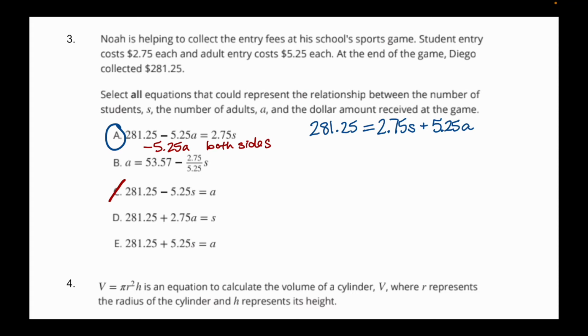And likewise, the one below it also has 2.75 attached to A, but we should have 5.25 attached to A. And it has the variable for S just over here all by itself. So doesn't look like that one's going to be a solution for us either.